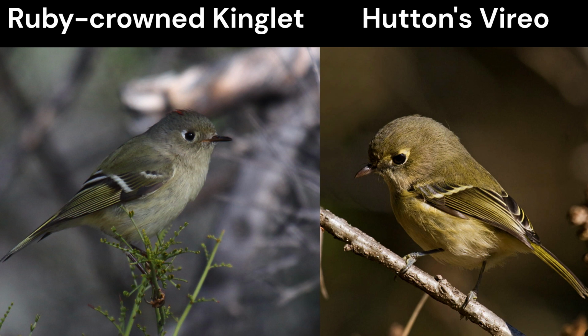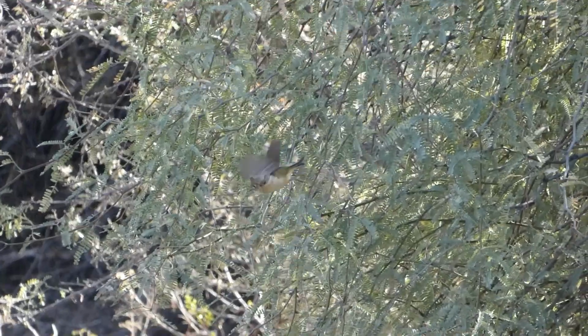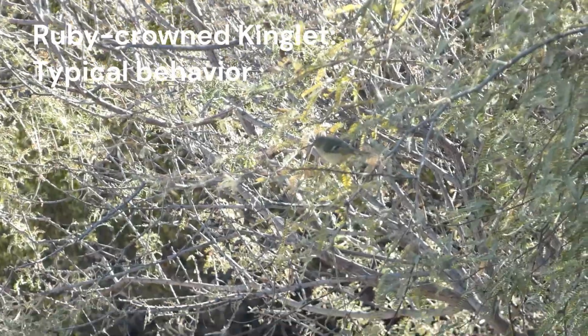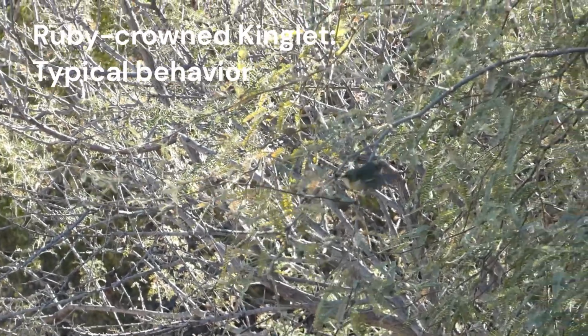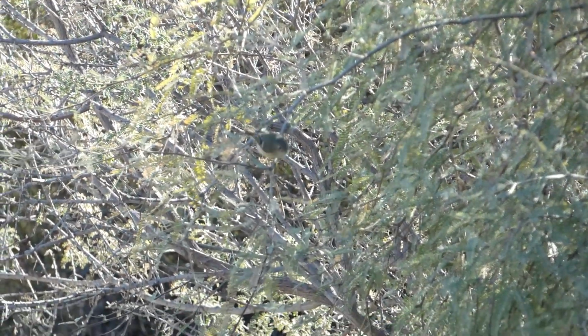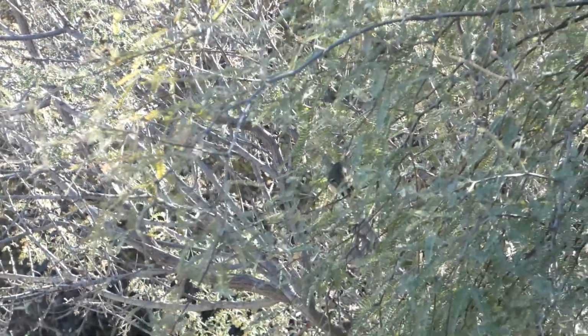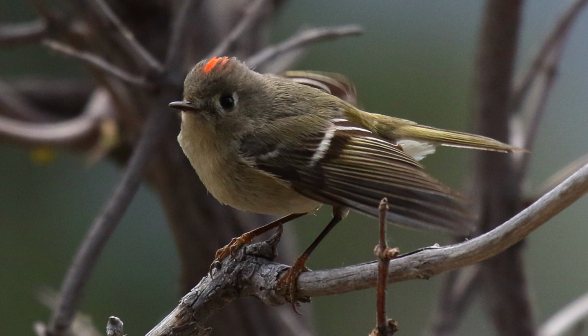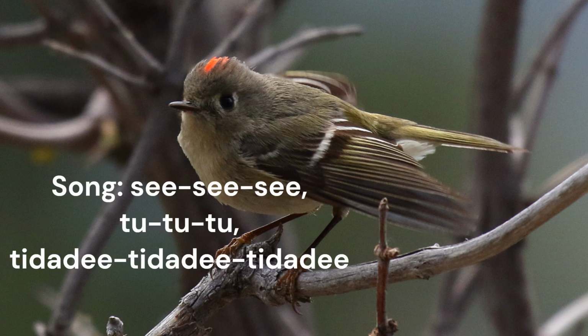Equally important as how a bird looks is how it behaves, how it sounds, and where it lives. Ruby-crowned Kinglets are hyperactive, always on the move. They twitch and flick their wings constantly. But notice the black bar is visible even so. The call of the Ruby-crowned Kinglet is a husky jidit. I remember the song as sounding like C-C-C, two-two-two, tiddy-dee, tiddy-dee, tiddy-dee.